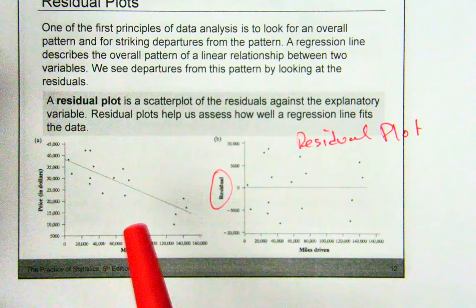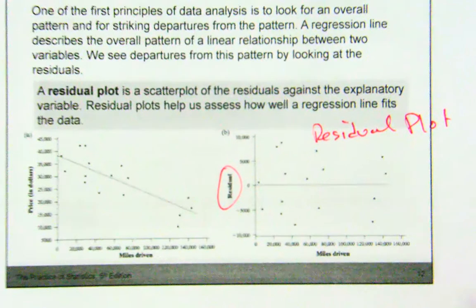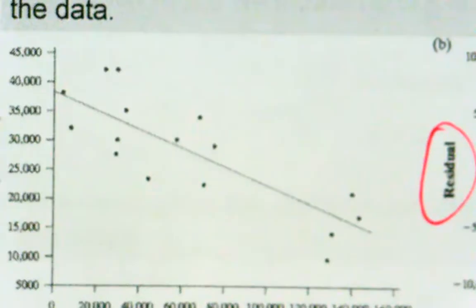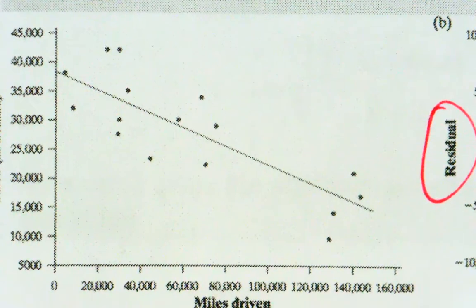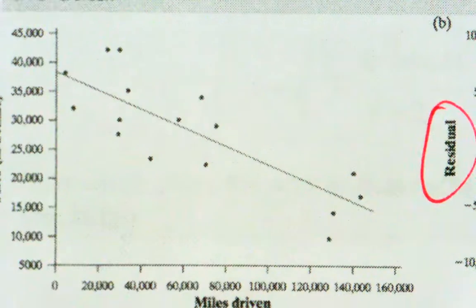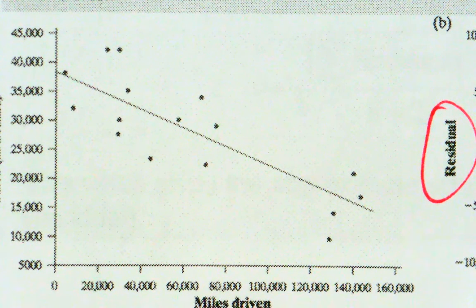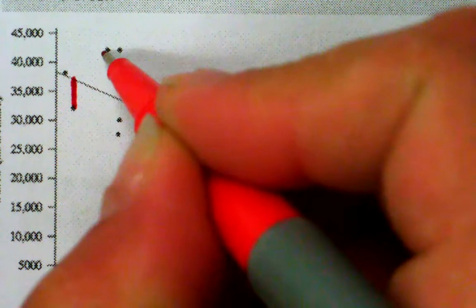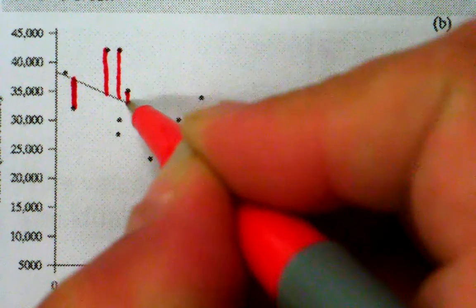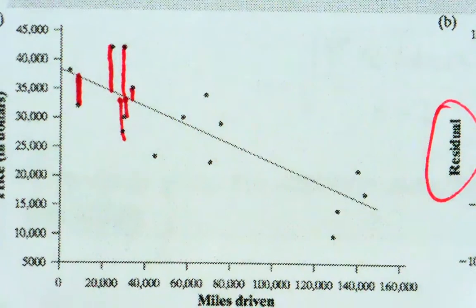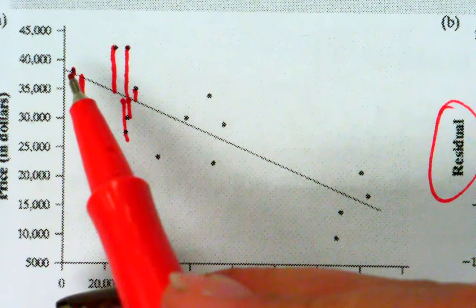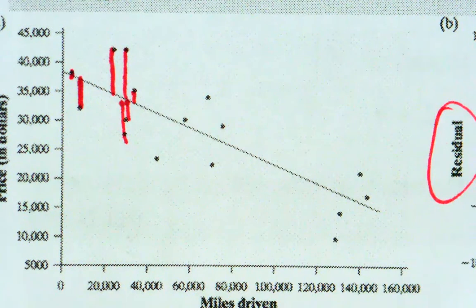Now, how to get from this one to this one is they've done the following. If you look really closely on this one, you can see that each point is a certain distance away from your actual regression line, right? This one's this far away, this one's that far away, that far away, that far away. So what they've done is they've taken the distances of how far away the data is from your regression line and they've just plotted it.